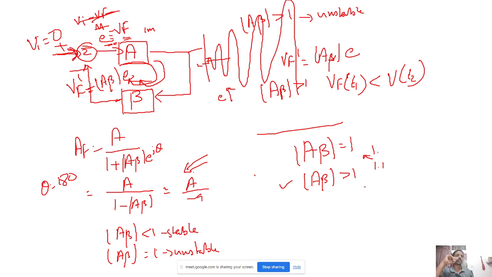Okay, so always while designing the circuit, we'll try to keep beta greater than 1. So it will be unstable, but due to the error, it will be near to 1, so we will get a sustained oscillation there. That's why, I assume, that is the reason we say when beta is greater than 1, it is unstable. Okay, I think it's clear.